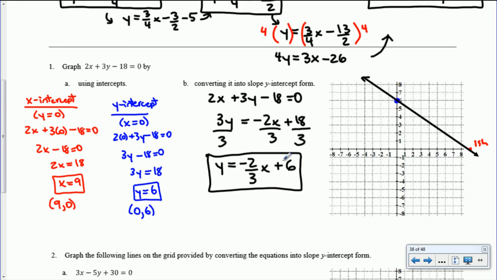So it looks like I've got the correct y-intercept, so that's great. And then let's see how I did for my line. Negative 2/3 is the slope, so down 2, right 3. That looks pretty good. Down 2, right 3, down 2, right 3. Yeah, great.